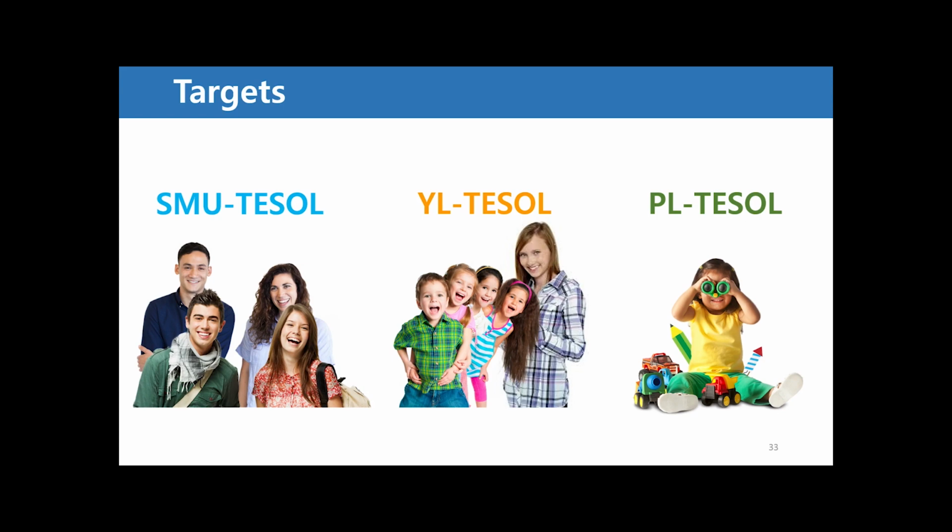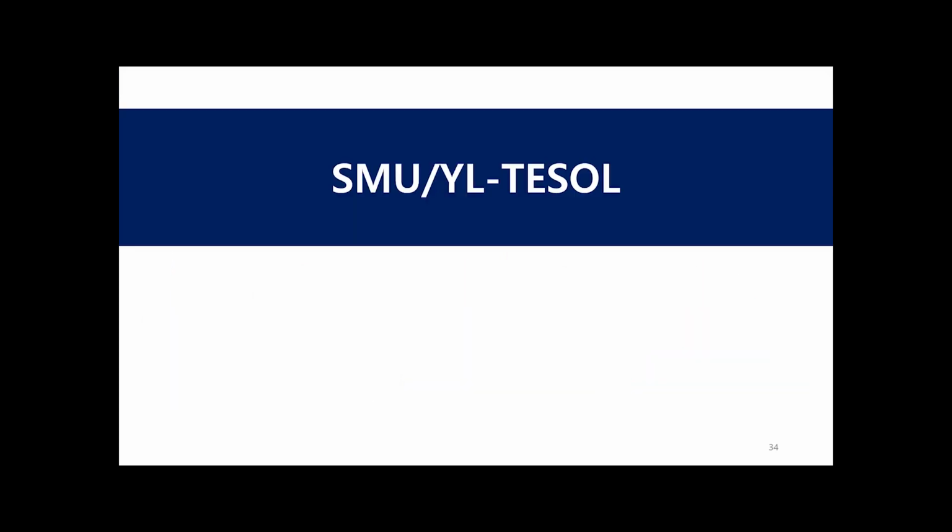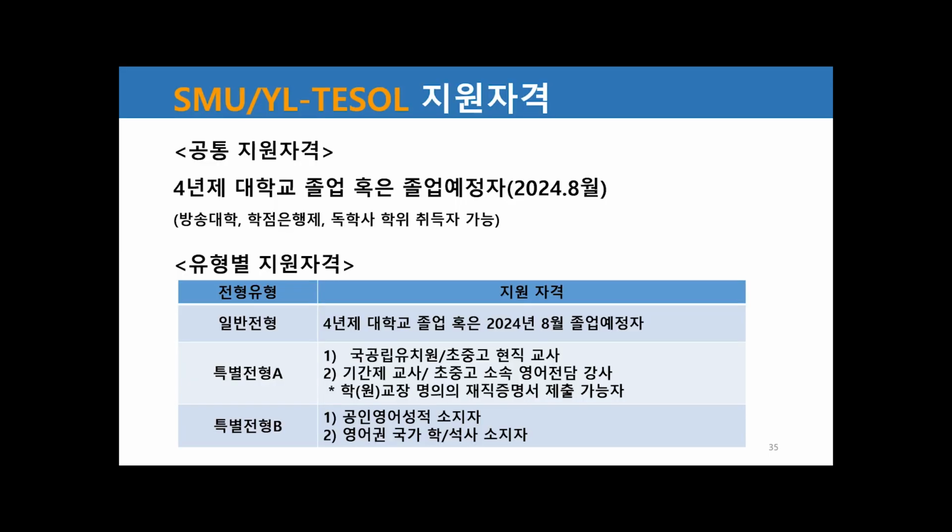교수님들께서 말씀하신 대로 SMU, YL, PL 이렇게 세 가지가 있고요. SMU, YL 먼저 말씀드리자면 공통 지원 자격은 4년제 대학교 졸업자 혹은 졸업 예정자이십니다. 지원 자격별로 3가지 유형이 있는데요.